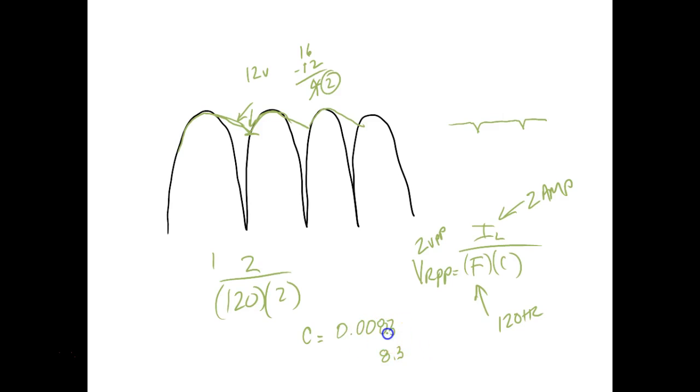Because I bet this would be 1, 2, 3, 1, 2, 3. So it'd be 83, it'd be 8,300 microfarads, right? And then what would we do? There's no such thing as an 8,300 microfarad capacitor, so we'd always go what? Up.